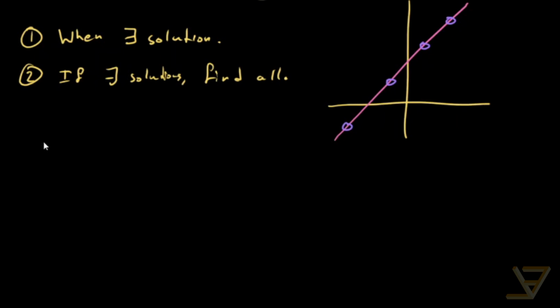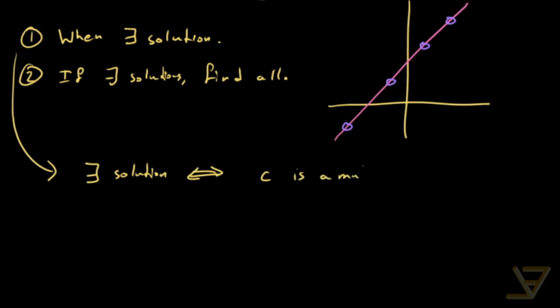So first of all, we're going to show for the first component that there exists a solution if and only if c is a multiple of GCD of a and b. And we're going to derive this from Bézout's lemma. So first of all, let's look at the first direction, that there exists a solution.